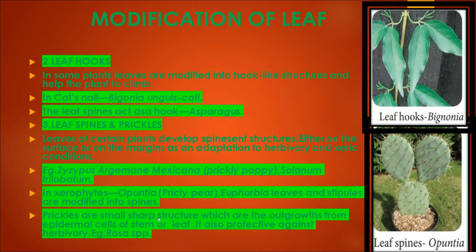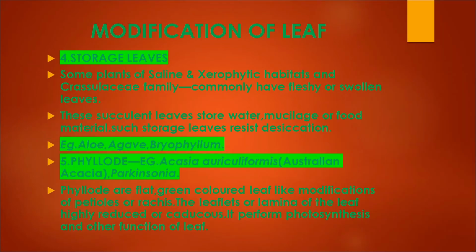Prickles are small sharp structures which are outgrowths from the epidermal cells of the stem or leaves, and they protect against herbivorous animals. Storage leaves. In some plants of saline xerophytic habitats and the Crassulaceae family, the leaves are modified into fleshy and swollen structures. These succulent leaves store water, mucilage and food material. Such leaves are called storage leaves, and they can resist desiccation and the dry season. Examples: aloe, agave, Bryophyllum.